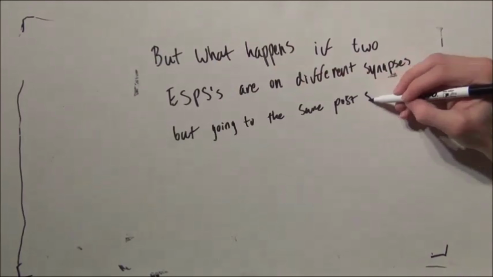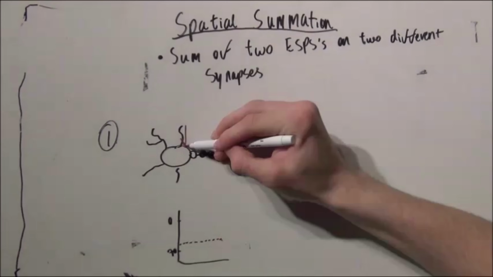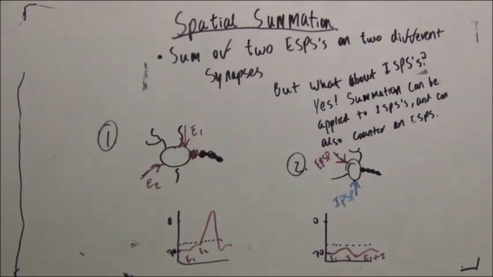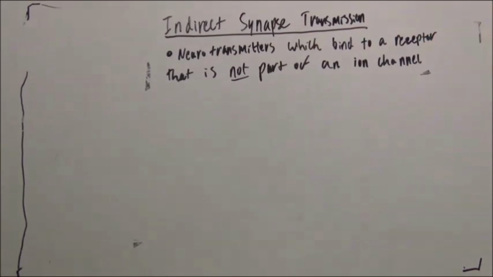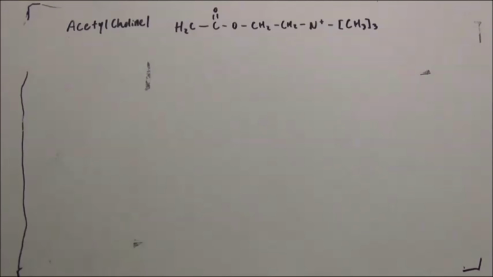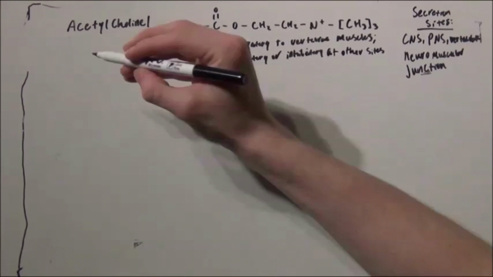In the event that two EPSPs move down different terminal branches, they can still be added up. Summation also applies to IPSPs and can cancel out EPSPs. In an indirect synapse transmission, a neurotransmitter will cause a signal transduction pathway to occur.